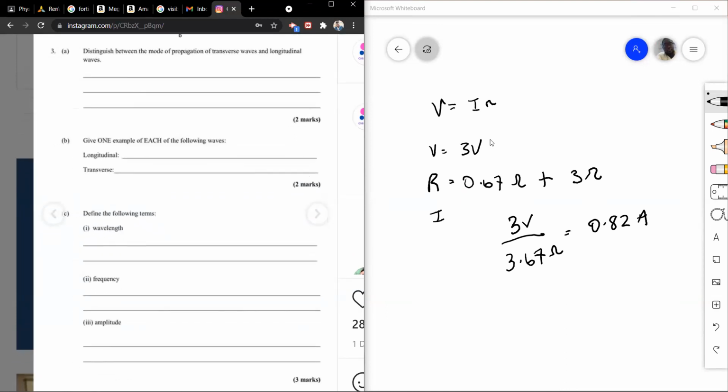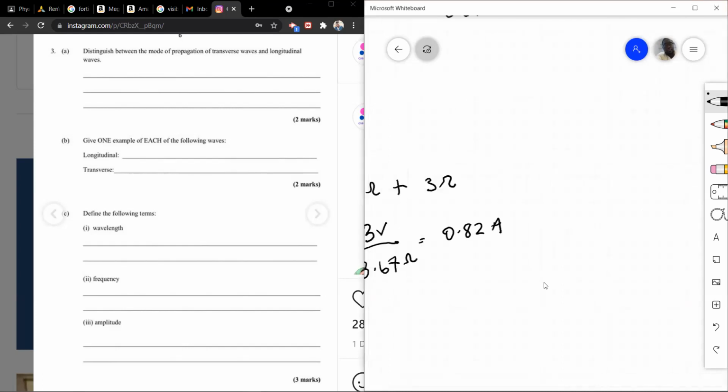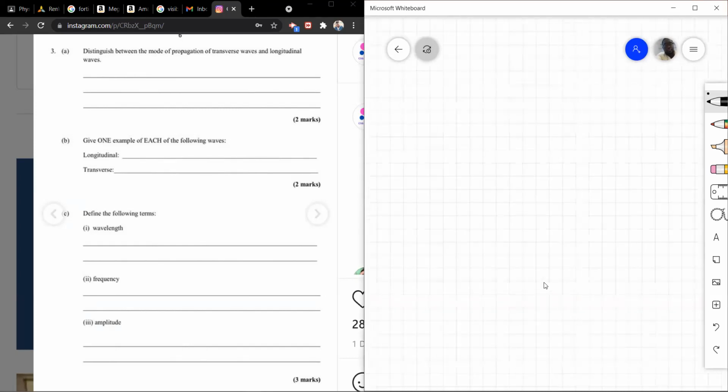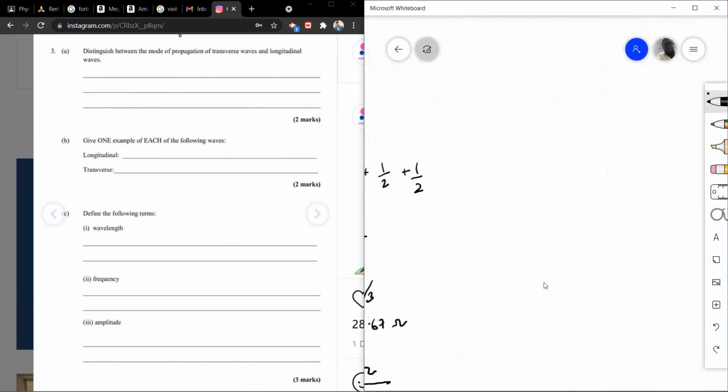Distinguish between the mode of propagation of transverse waves and longitudinal waves. Sir, let me break down the question. Longitudinal is perpendicular, right, sir? And transverse is parallel. Hold on one second. What's that question? That's to explain the question. Oh, you want me to explain the question? Yes. How exactly does each of these waves move?